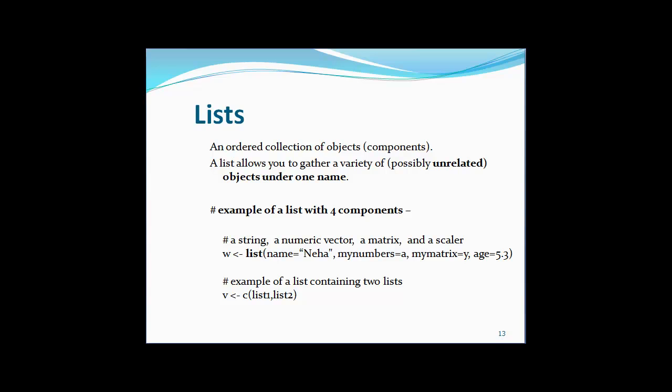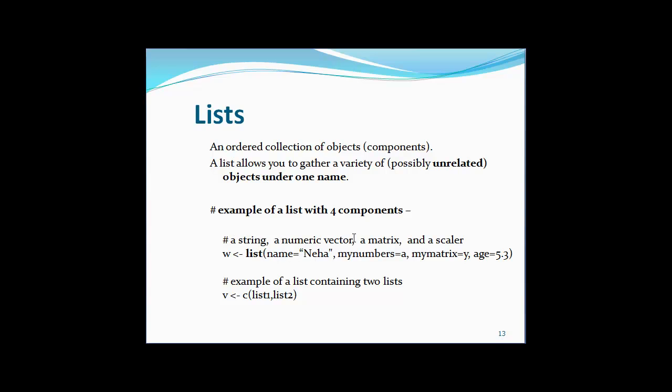In a list, you can gather a variety of objects under one name that are also unrelated. An example of a list with 4 components is as follows. W, my list name, is equal to list. That is a keyword for creating a list. In parenthesis I will write name equal to Neha. That is a string.